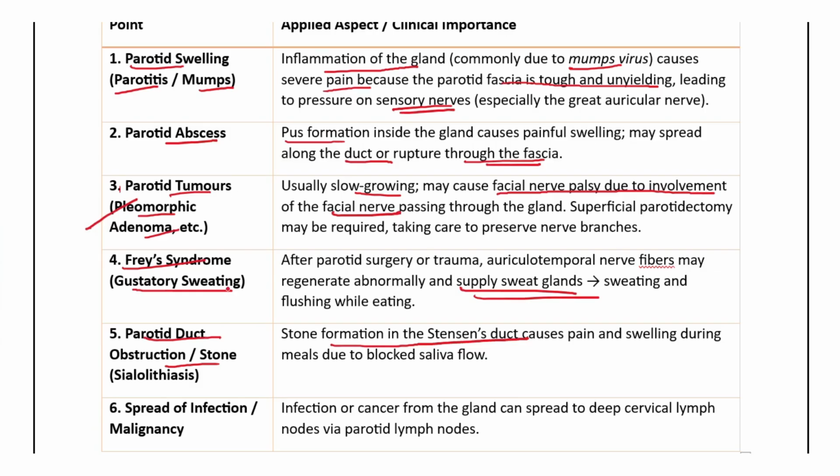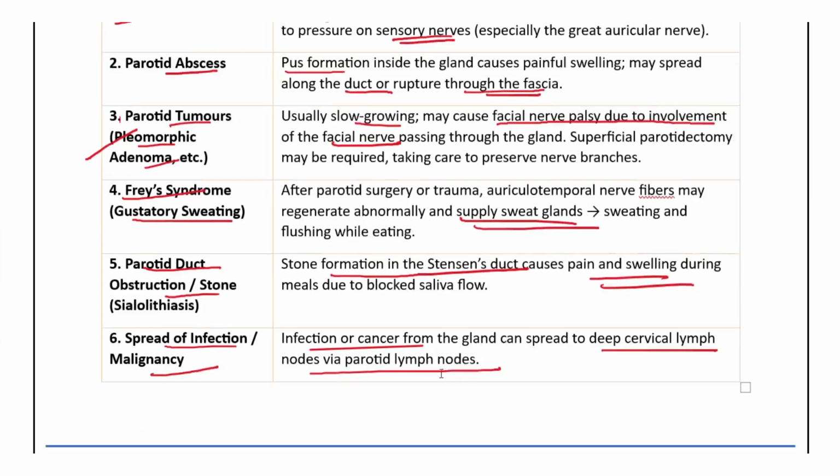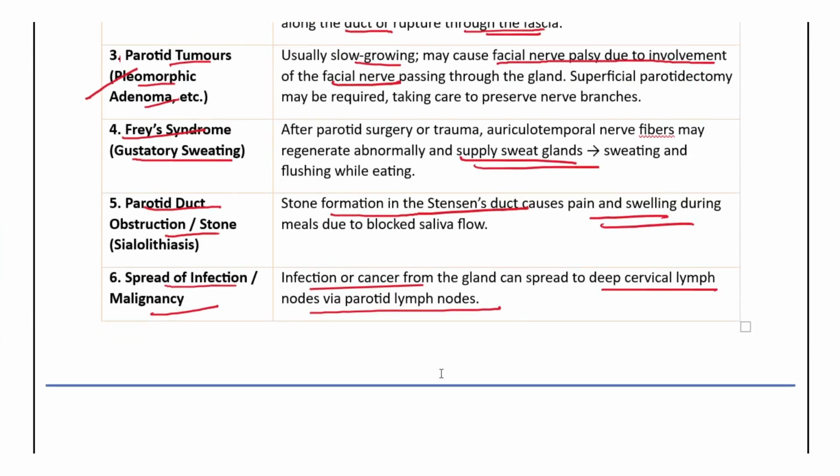Then we have the parotid duct obstruction stone, or also called as sialolithiasis. Here there is stone formation in the Stenson's duct. So whenever the patient is chewing food or swallowing and there is secretion of saliva, because the inlet is blocked, it may cause pain and swelling. There is spread of infection or malignancy. Infection or cancer from the gland, it can spread to the deep cervical lymph nodes via the parotid gland lymph nodes. Okay? So this covers the 10 marker on parotid gland.